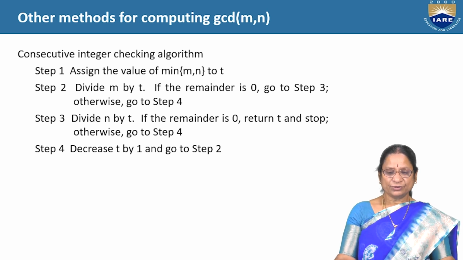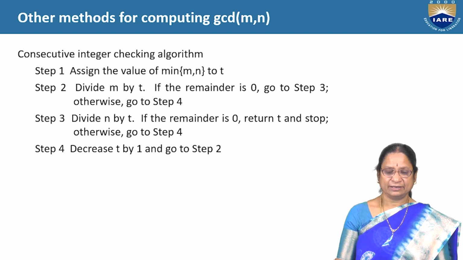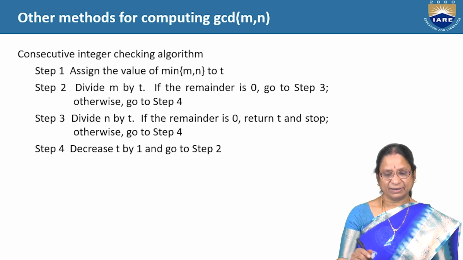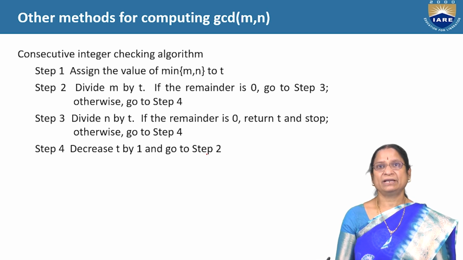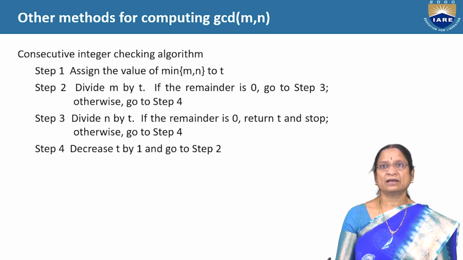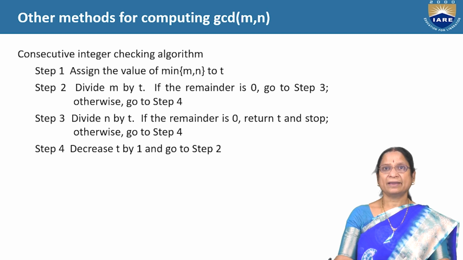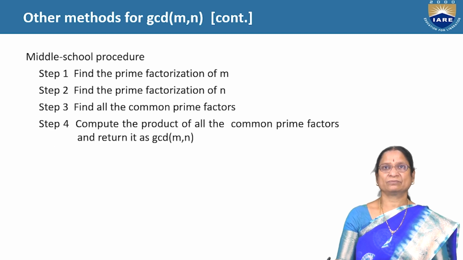So what are we going to do here? When dividing m by t and n by t does not give zero remainders, we decrease t by 1 and go back to step 2. So this process continues, that means continuous divisions of m and n by t minus 1.